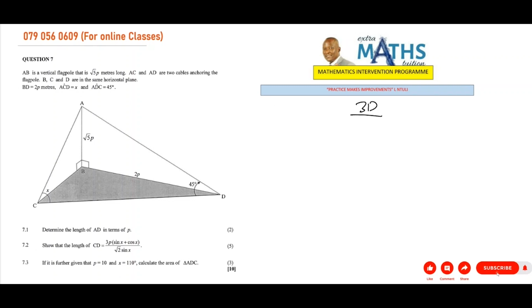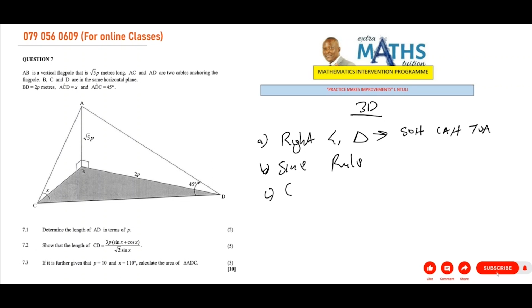Right, guys, let us have a quick recap based on 3D problems. Number 1, remember your right angle triangle, and you must not forget your SOH CAH TOA. There's no need to use a sine rule on a right angle triangle. Number 2, remember your sine rule, also your cosine rule, without forgetting the area rule.